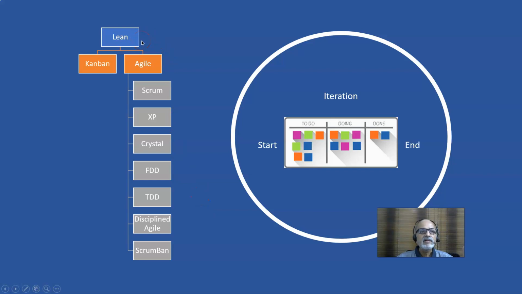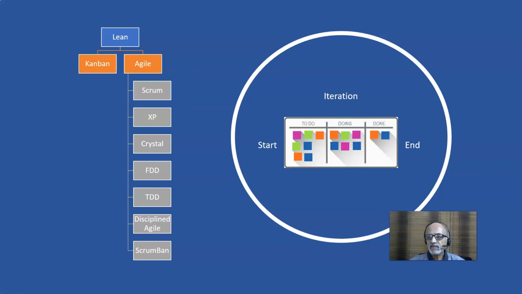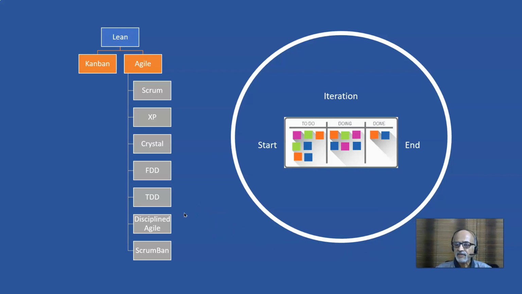So if lean is on the top, under lean we have Kanban and Agile, and under Agile is a family of various approaches or frameworks like Scrum, XP, which stands for Extreme Programming, Crystal, Feature Driven Development, Test Driven Development, Disciplined Agile, Scrumban, and there are a lot of other frameworks as well which we have not covered here. Because at least once in 6 months a new framework evolves, I have not captured all the frameworks here. The key frameworks are here, and out of this Scrum is the most popular one because it is not domain specific. It can be ported across domains.